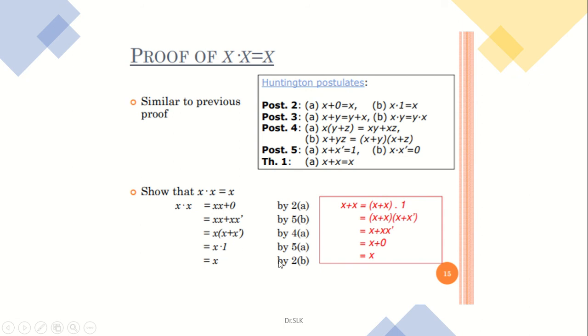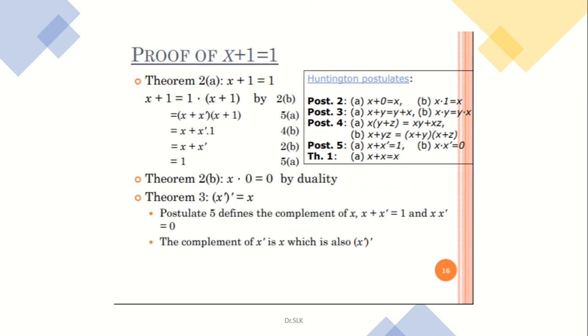Okay, so you have proved two things. One is x plus x which is equal to x, and the next one is x into x which is equal to x. Now there is another proof: x plus 1 is equal to 1.